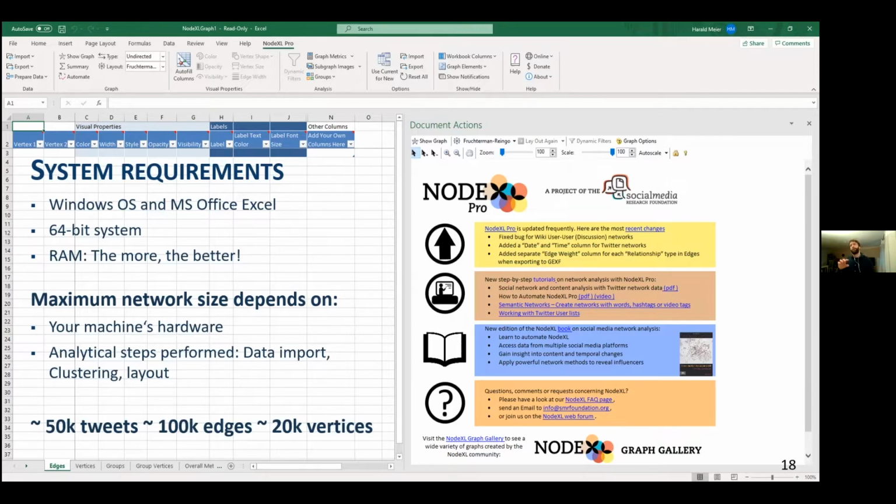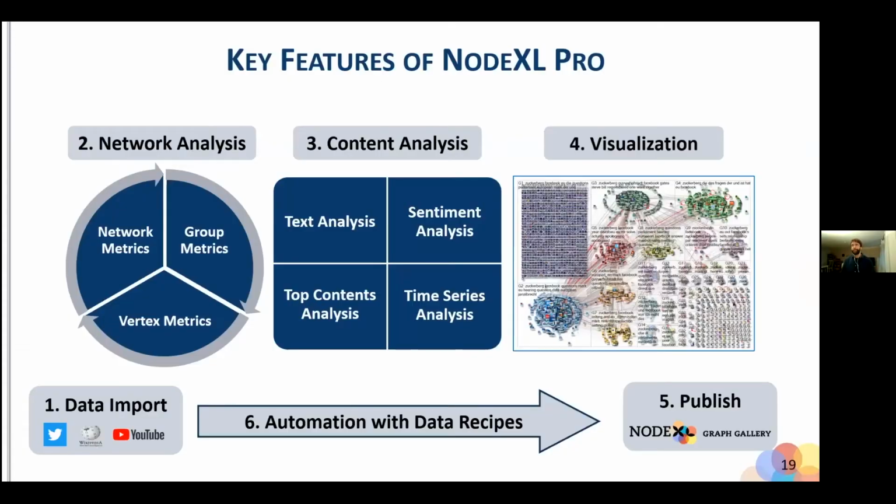We get small to medium size network images, the really large ones with hundreds of thousands of tweets or millions of tweets. That's where you need to go to GIJC, for example. And here's an overview of the key features of NodeXL. We have data importers directly from Twitter, Wikipedia, YouTube, also Flickr.